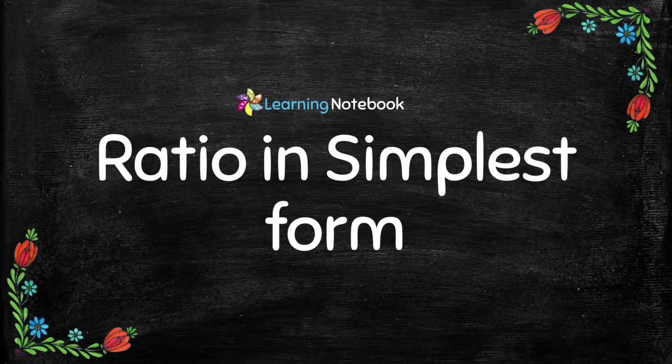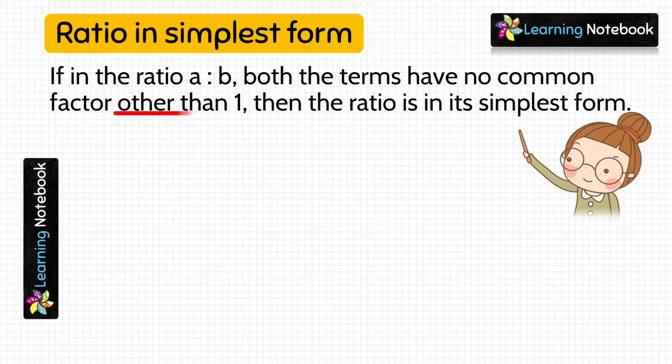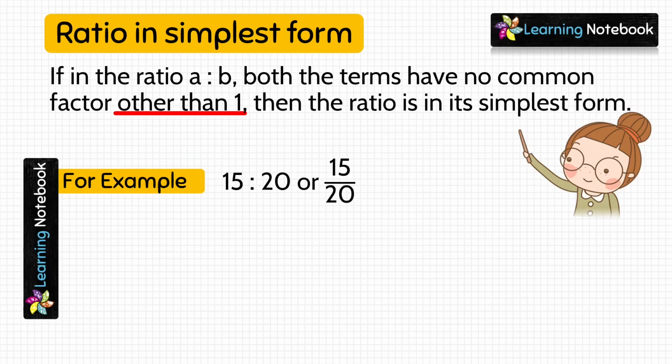Now let's understand how to write a ratio in its simplest form. If in the ratio A is to B, both the terms have no common factor other than 1, then the ratio is in its simplest form. Let's understand this with the help of an example. Given ratio is 15:20, or we can say 15 by 20.